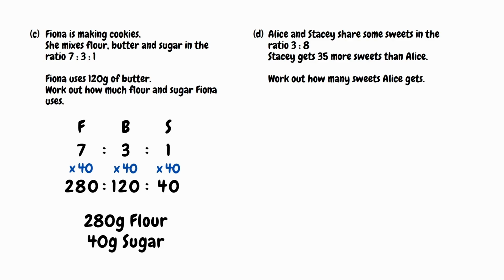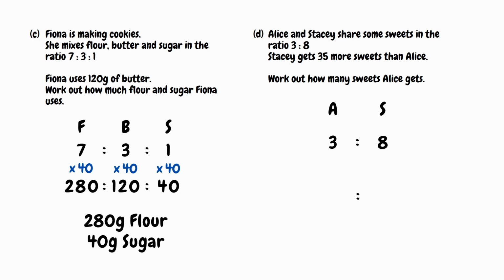And finally, for question D, we have Alice and Stacey share some sweets in the ratio of 3 to 8. Stacey gets 35 more sweets than Alice. Work out how many sweets Alice gets. So just like the other questions, I'm going to rewrite the ratio, and I'm going to find another equivalent ratio using the information that I'm told in the question.